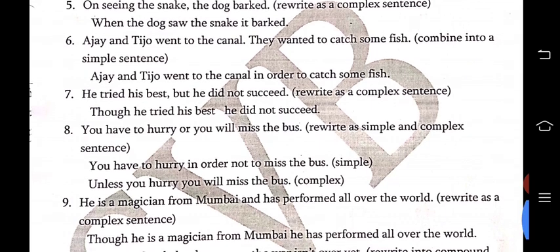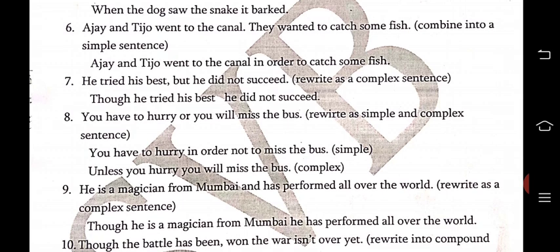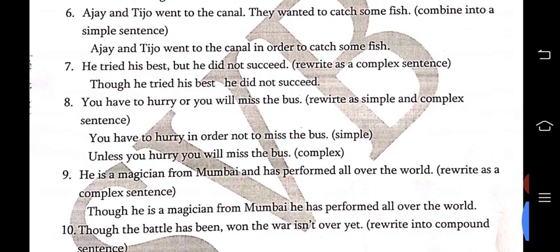Okay, and see, Ajay and Tijo went to the canal. They wanted to catch some fish. Okay, so this is their motto. So this is not their reason. This is their motto. So Ajay and Tijo went to the canal in order to catch some fish. Okay, purpose. Got it? Purpose.